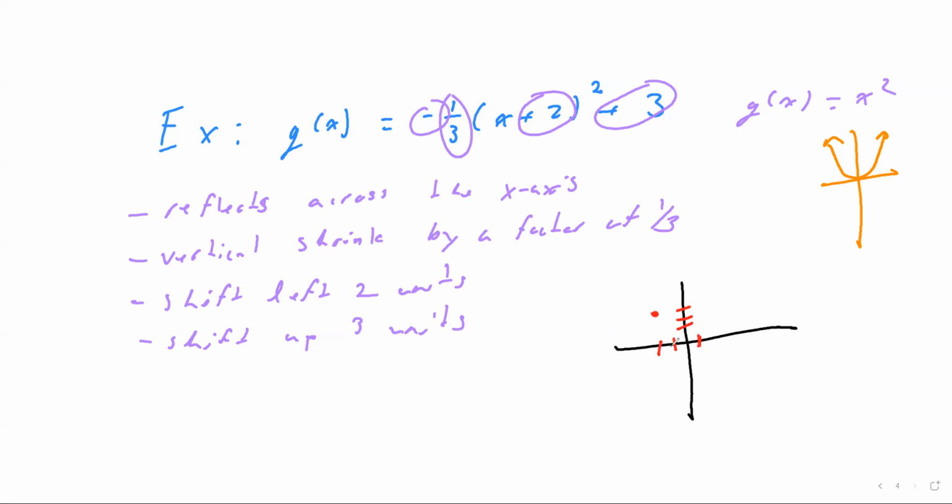So that's the value of 1. So I plug in 1. 1 plus 2 is 3. 3 squared is 9. 9 times -1/3 is -3. -3 plus 3 is 0. So I get a nice clean number there.